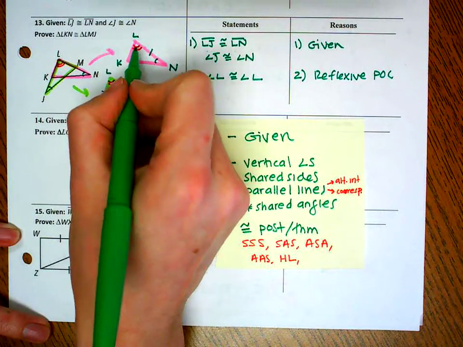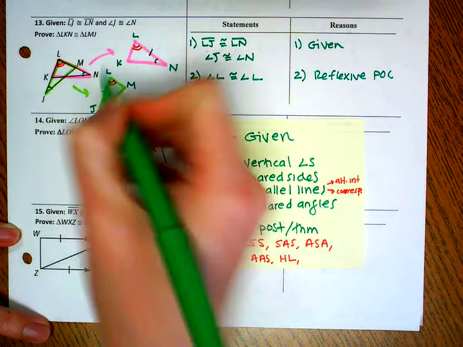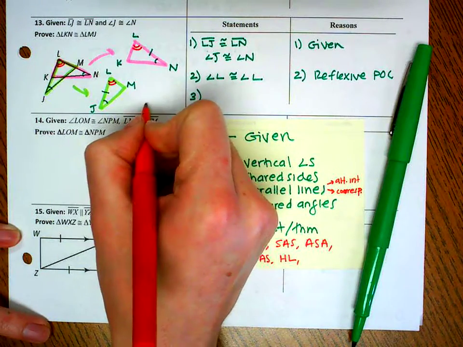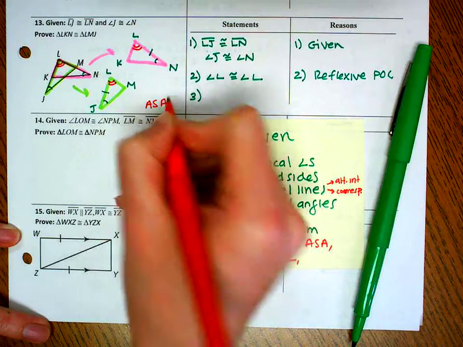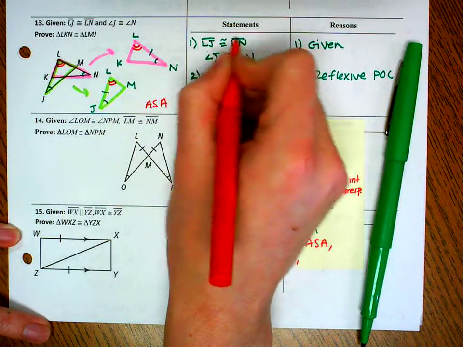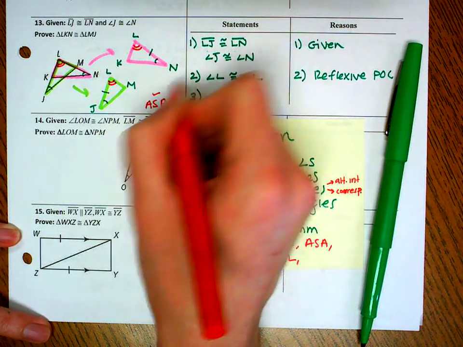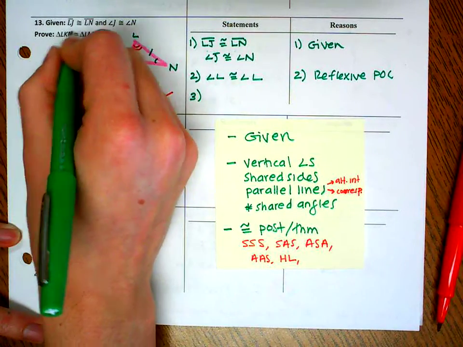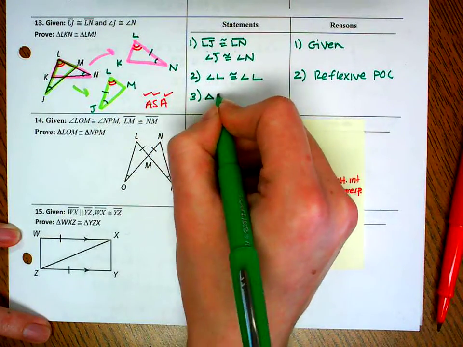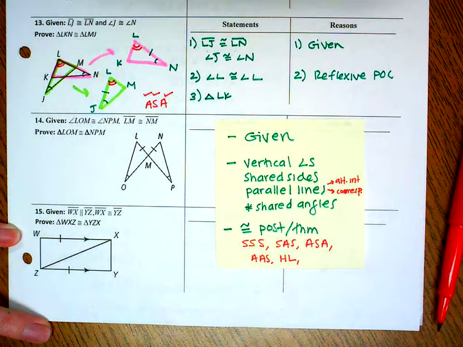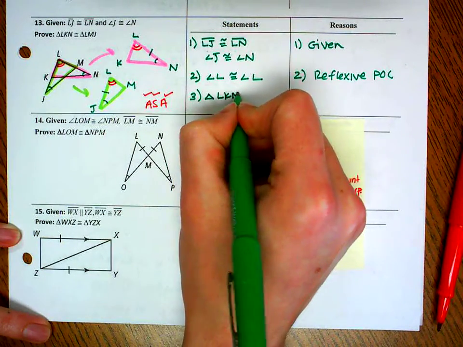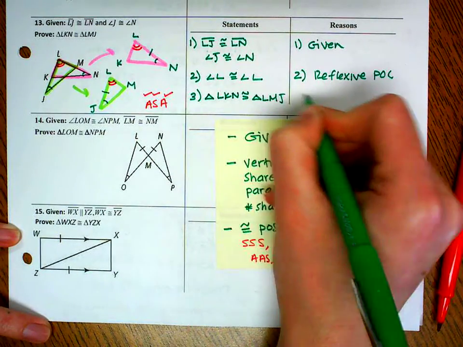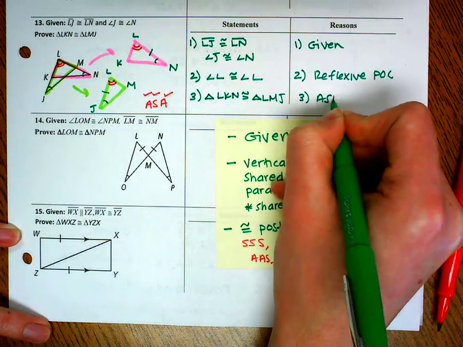Well, let's take a look. I have 3 pieces of information here, 3 pieces of information here. Specifically, I have 2 angles and a side directly in between. That's going to be ASA. I have a pair of congruent sides, a pair of congruent angles, another pair of congruent angles. So now I can prove, my last statement is what I'm trying to prove, that triangle LKN is congruent to triangle LMJ. And that's because of angle, side, angle congruence.